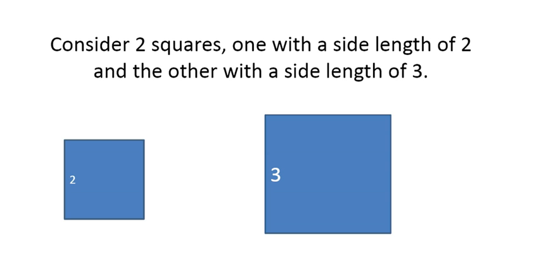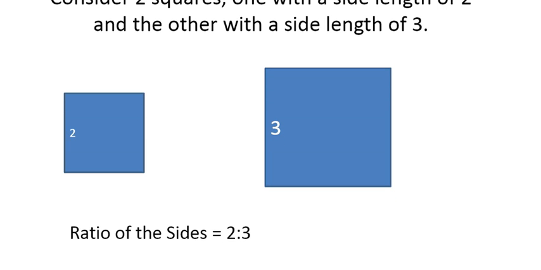If we want to then go ahead and consider the ratio of their sides, remember that a ratio is just a comparison between two numbers. So in comparing those two sides, we end up with a ratio of 2 to 3.